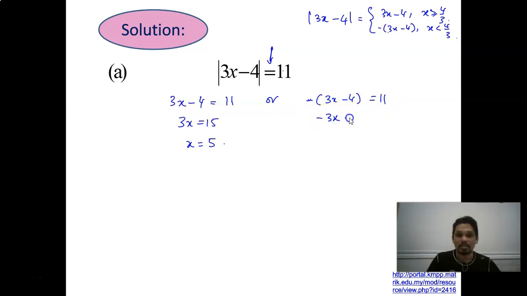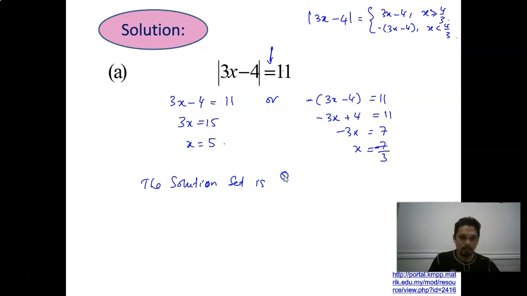Negative 3x plus 4, negative times negative 4 is positive 4, equal to 11. So negative 3x equals 11 minus 4, which is 7. Then x equals 7 over negative 3, so negative 7 over 3. So the solution set is negative 7 over 3 and 5.